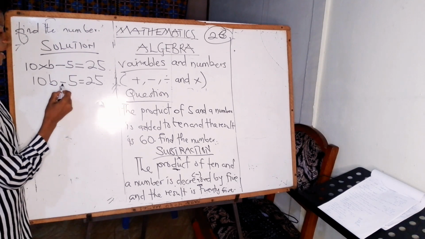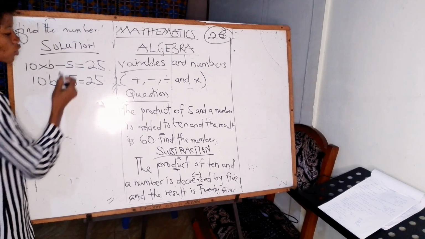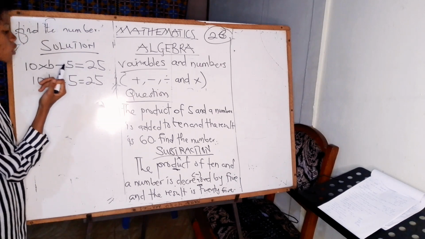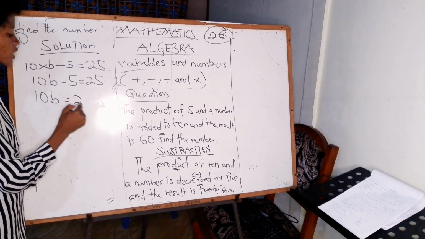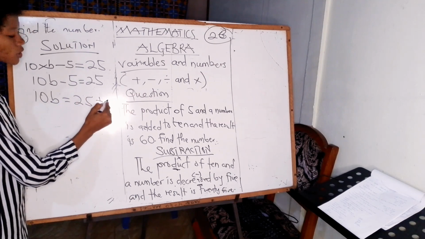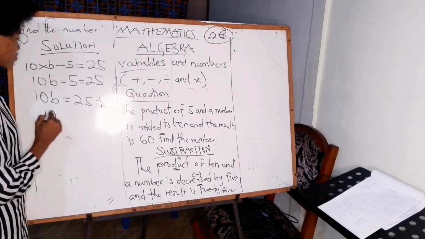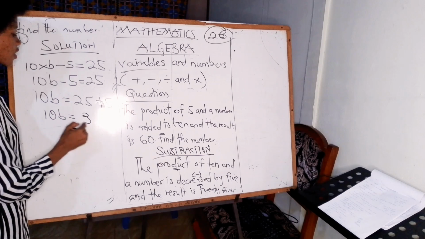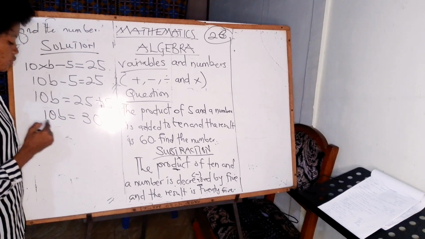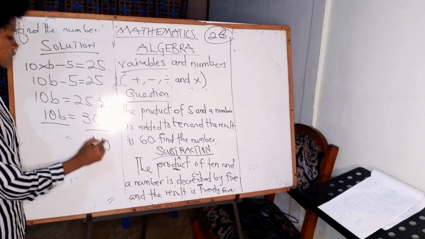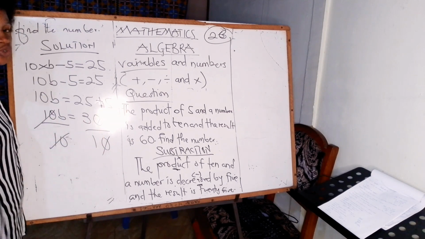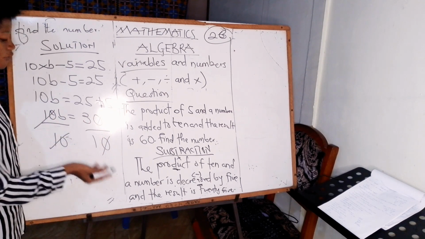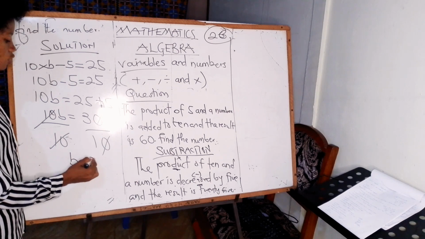Now, here we have minus sign, and when it crosses the equal sign, it's going to be what? Positive. So 10b is equal to 25 plus what? 5. 10b is equal to 30. We divide both sides by what? 10. Here, you can simply do it this way. So any number out of 1 is the same number. Therefore, b is equal to 3.